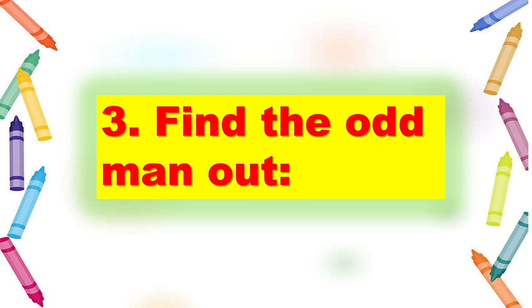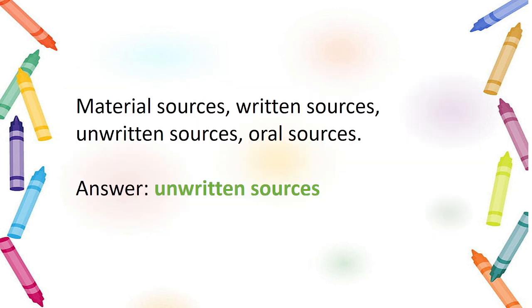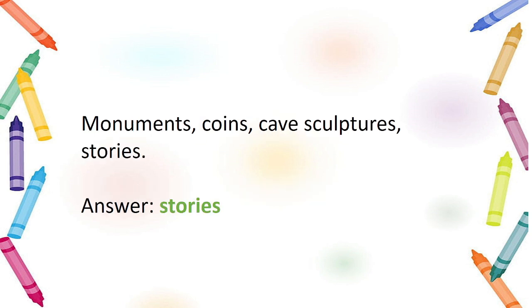Question 3. Find the odd man out. Material sources, written sources, unwritten sources and oral sources. So in that, the odd one is unwritten sources. Next, monuments, coins, cave sculptures and stories. So the answer, odd one is stories.